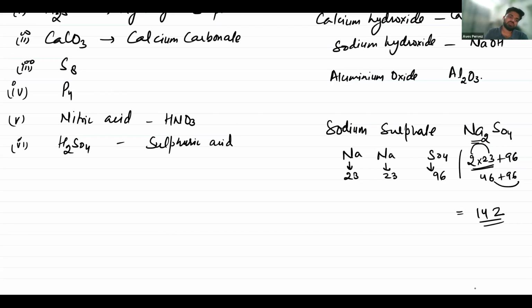The next one is glucose. The formula for glucose is C6H12O6. So please calculate the mass of the following compounds.